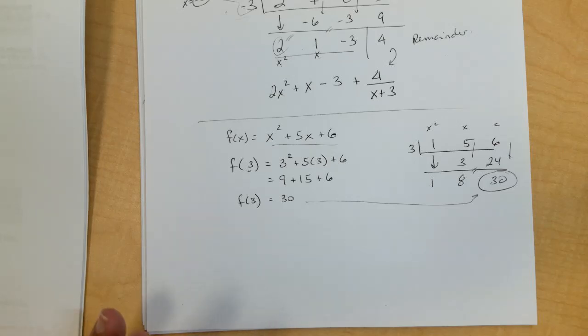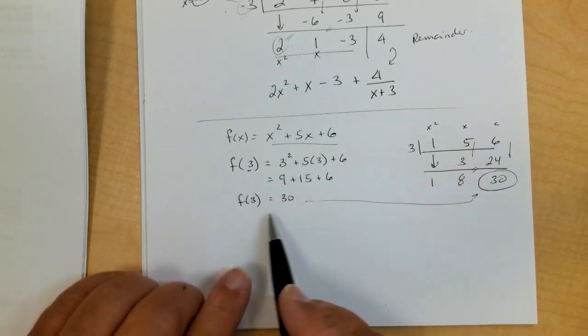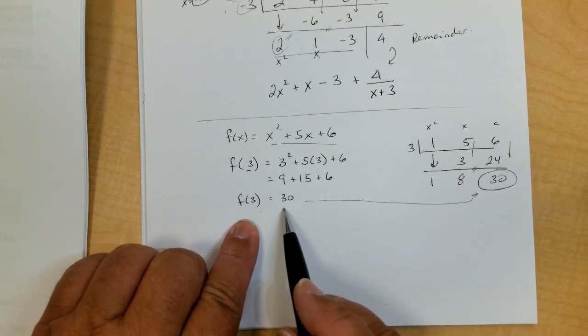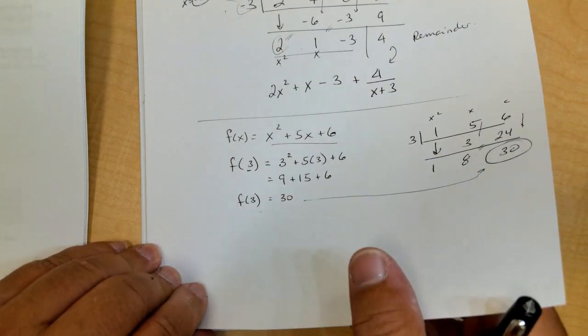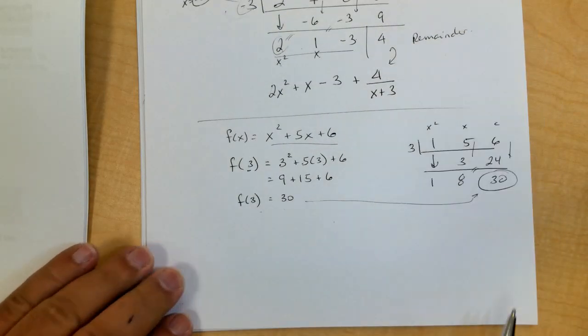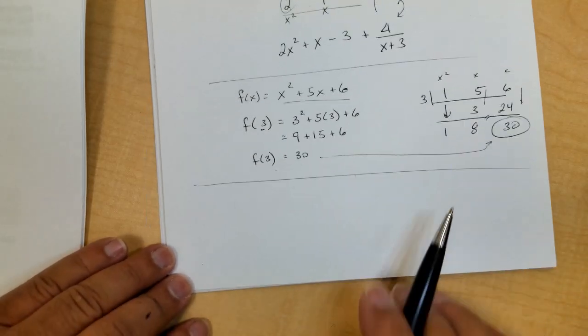Okay, that one didn't sound too impressive, but what if I gave you a much bigger equation? In other words, they give you the same answer. F of 3 is 30, and if I use synthetic division, the remainder will be the answer. I don't need that much space. The beautiful thing about synthetic division is you don't need much space.